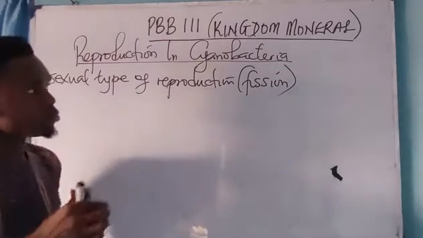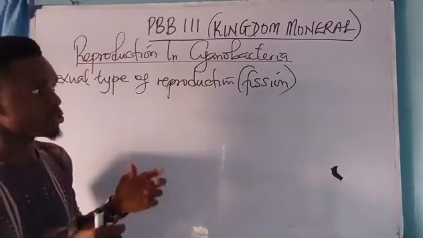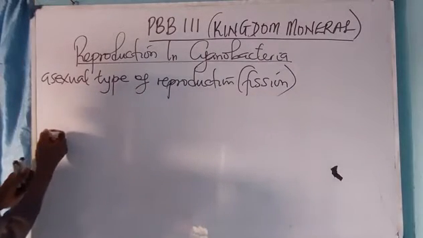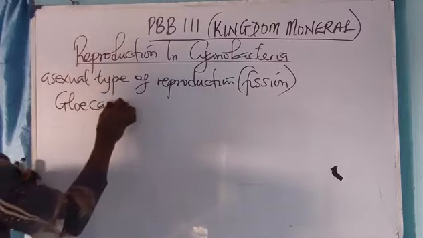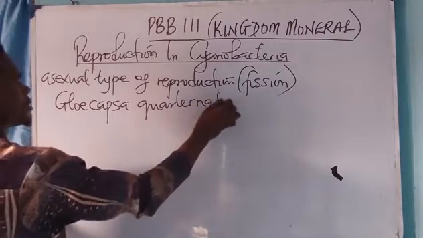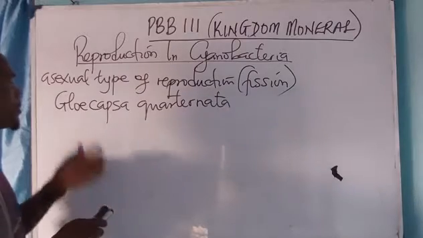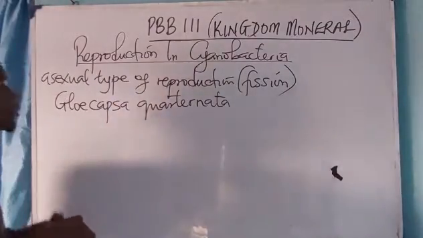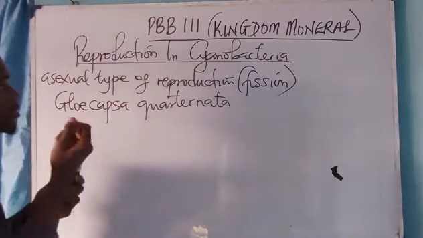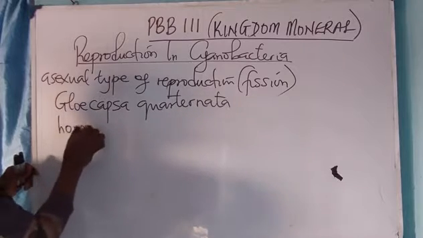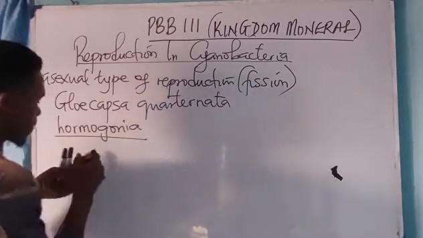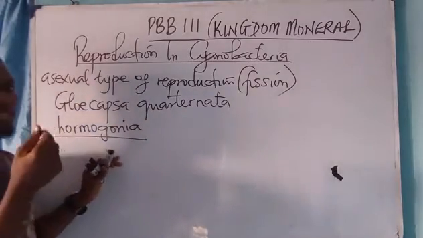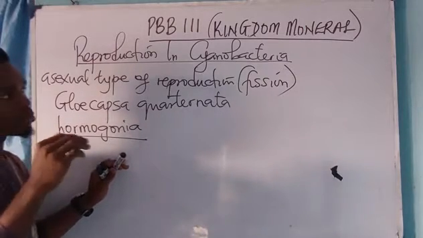Now, filaments of cells are formed through fragmentation. When filaments of cells are formed through fragmentation, smaller filaments are produced, and these filaments will now produce two cells. A good example of an organism is the Gloeocapsa quaternata. Which means that the filaments of this Gloeocapsa quaternata have the ability to produce two cells. Now, smaller cells from the filaments are called hormogonia cells, or simply hormogonia.